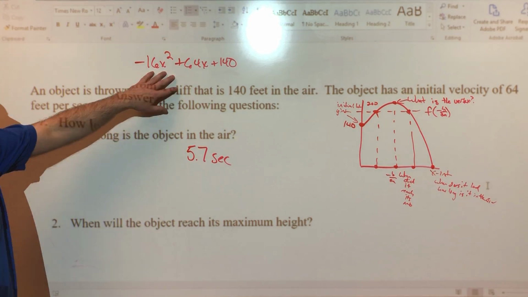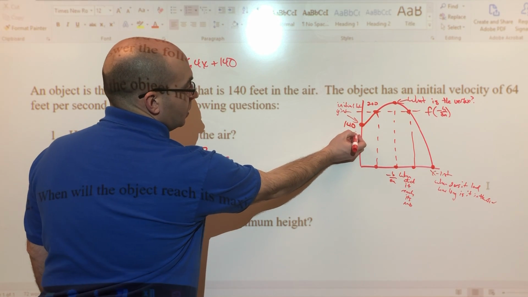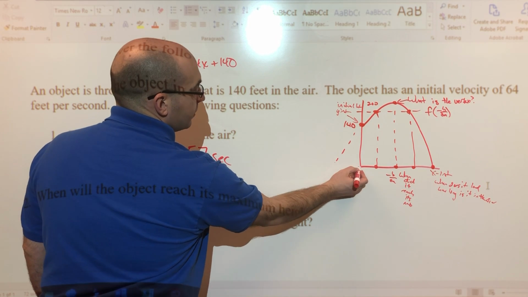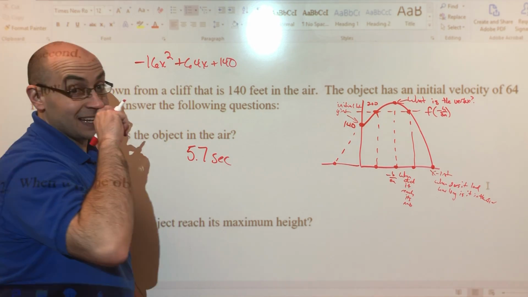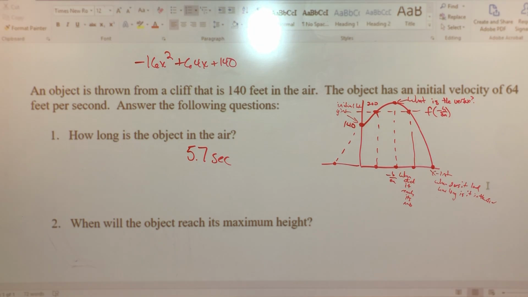So when you solve with the quadratic formula, you're obviously going to get 2 answers. Now, keep in mind, because this wasn't launched from ground level, the parabolic motion, the other intercept will be negative, so we have to obviously ignore that. So the positive intercept is 5.7, okay?